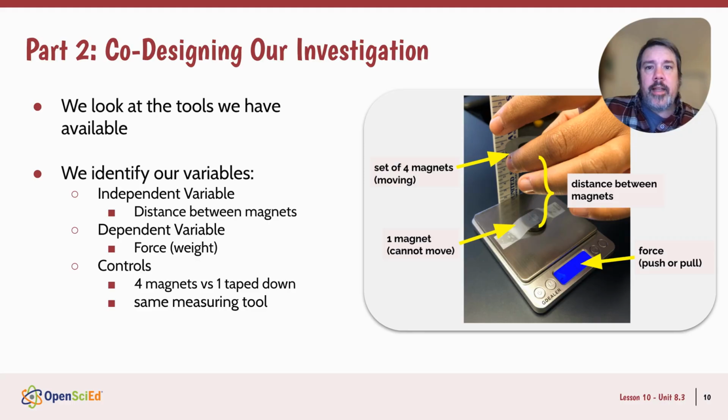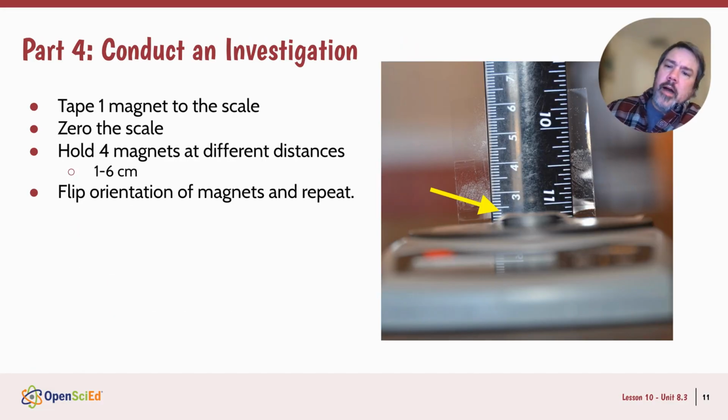Real important that we take time to do this because you'll see how it sets up our plan for lesson 11. Okay, so we carry out the investigation, and we tape one magnet to the scale. We zero out the scale, and then we hold magnets at different distances away from it and take measurements. Then we repeat that, but with the orientation flipped. If we started out with the magnets attracting, we get those different measurements, and then we flip it so that they repel and again get those measurements. This is going to take the kids a little bit of time, and you'll see why in a little bit.